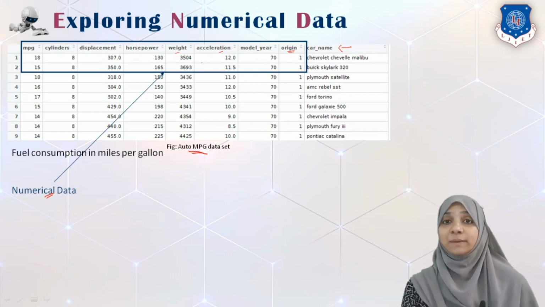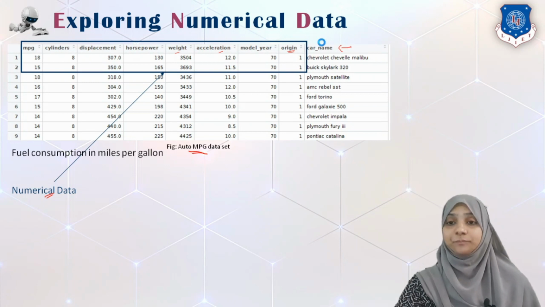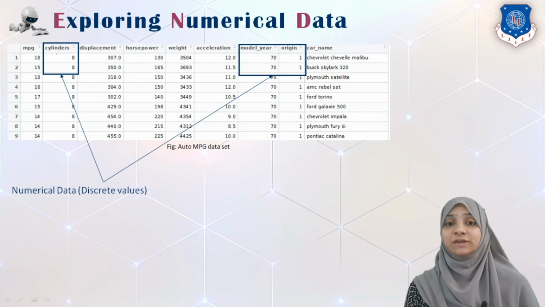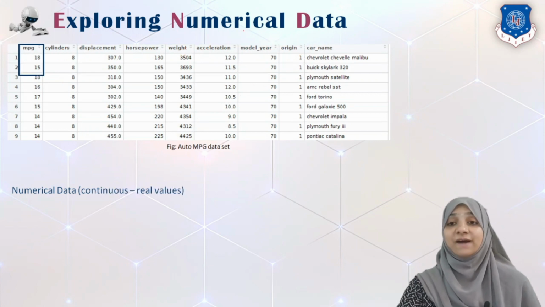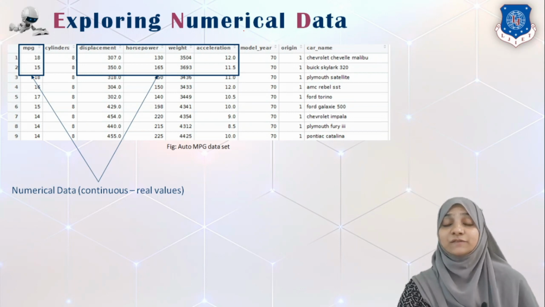Eight attributes are numerical attributes and only one attribute is categorical or qualitative. Within the numerical attributes, as you can see clearly, cylinders, model year and origin have discrete values. MPG, that is miles per gallon, displacement, horsepower, weight, and acceleration are also numerical attributes, but they are of continuous type. That means they can have real values. So we have three attributes which are numerical and discrete, and the remaining five attributes are numerical and continuous. And we have only one attribute which is categorical.